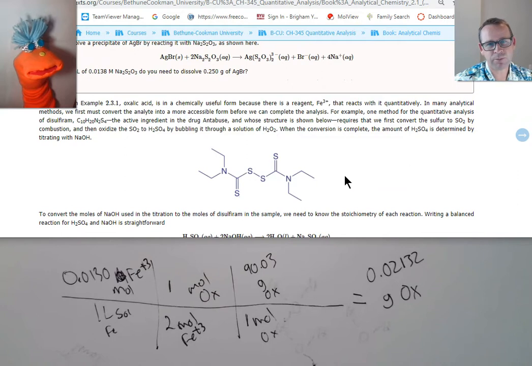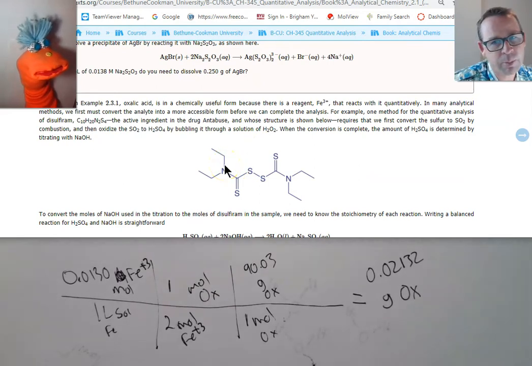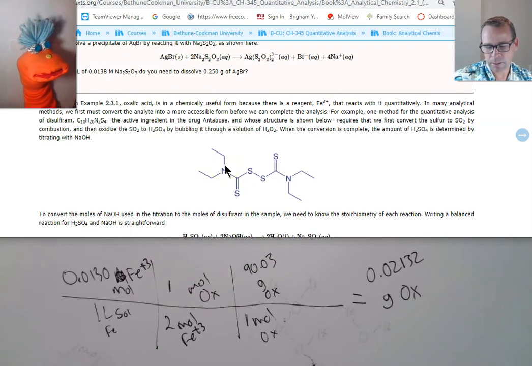Now, there's another example here which we can use. In this example, it talks about this chemical, which is called disulfiram. Now, disulfiram is the main ingredient in an interesting drug called Antabuse. Antabuse. Have you heard of Antabuse? No. Sounds like anti-abuse.